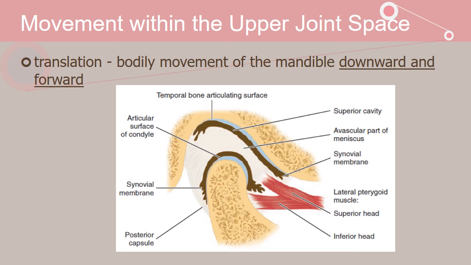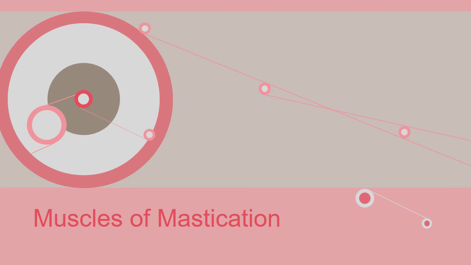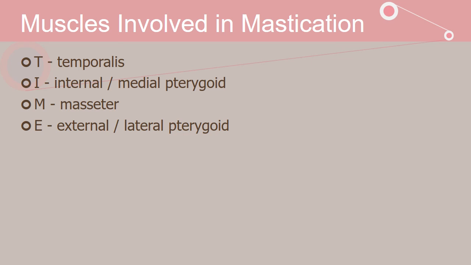Again, the movement of the jaw is a function of the muscles of mastication. We have four main muscles that are involved in mastication. We can use the mnemonic TIME to refer to these four. T stands for temporalis muscle, I for the internal or medial pterygoid muscle, M for masseter, and E for the external or the lateral pterygoid muscle.